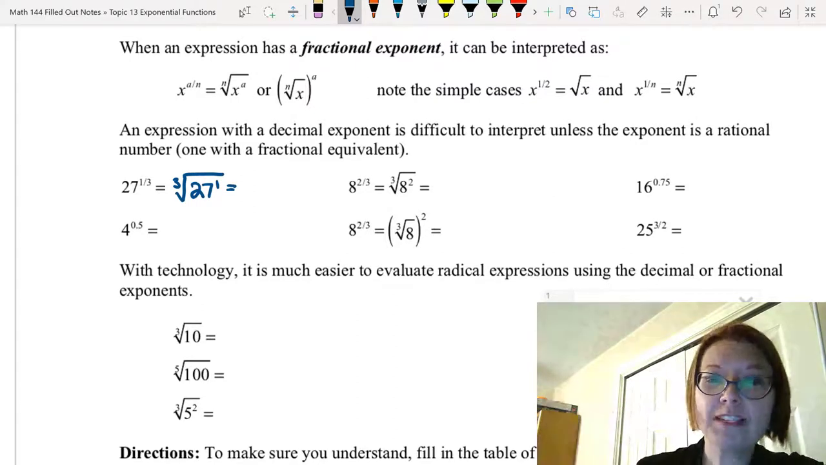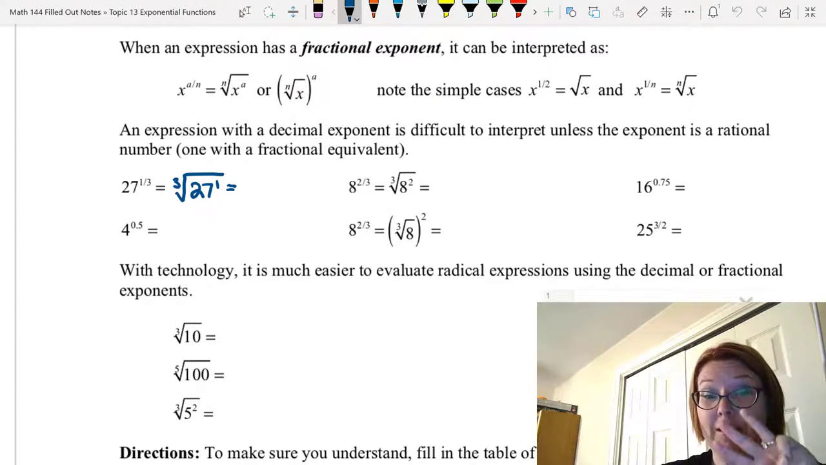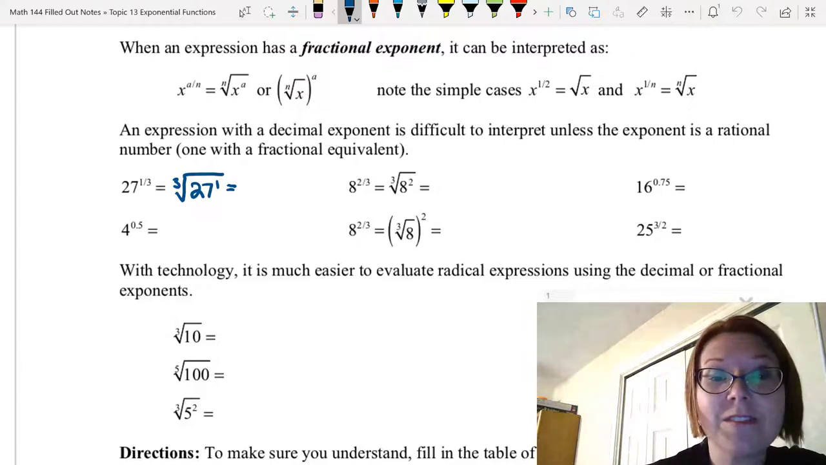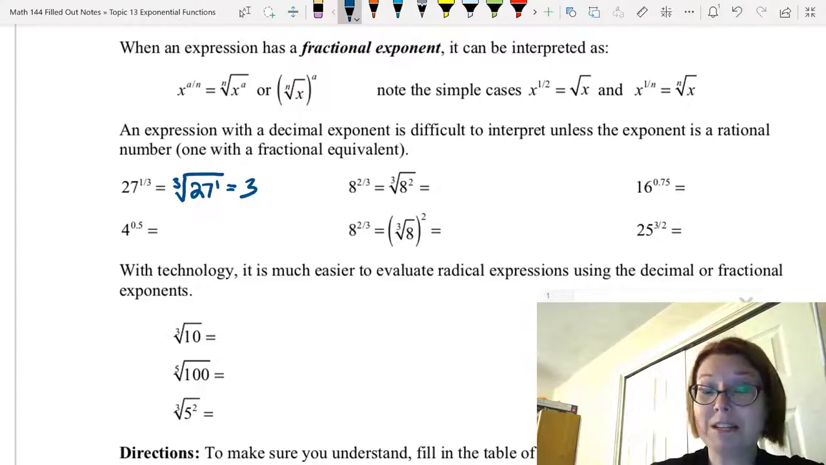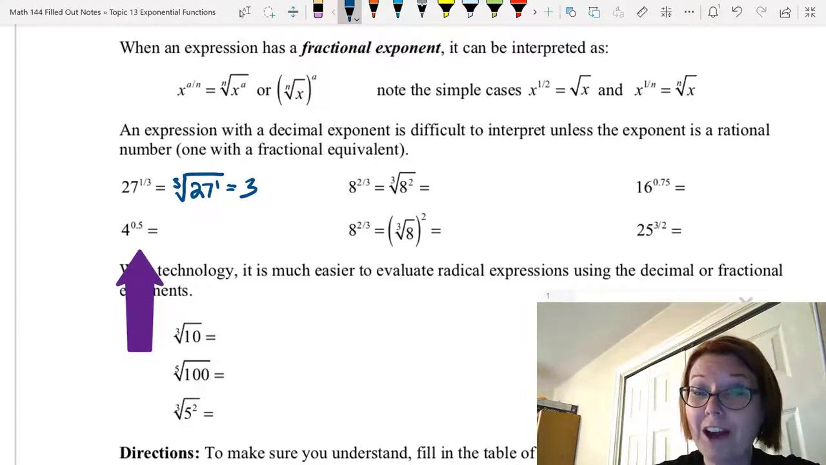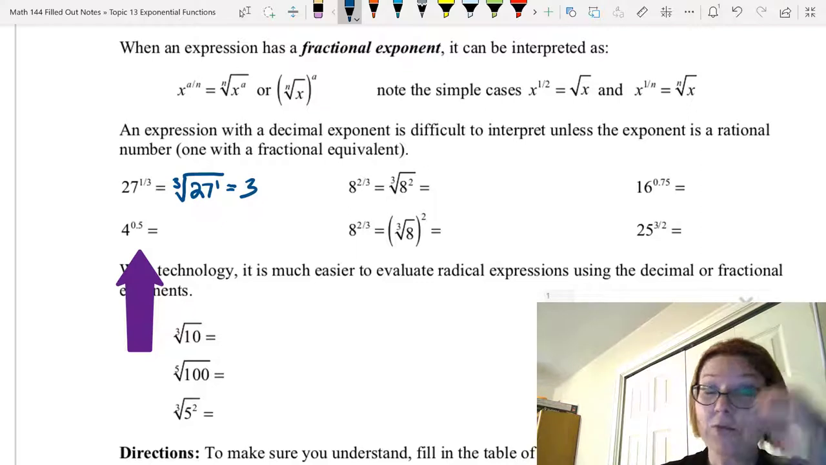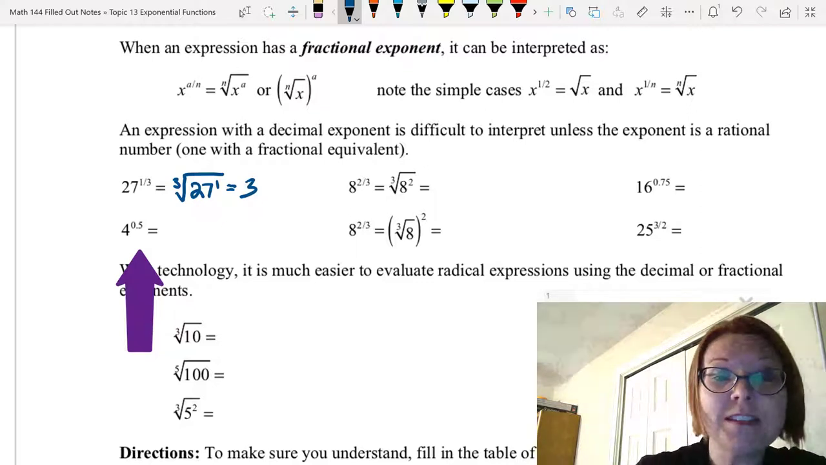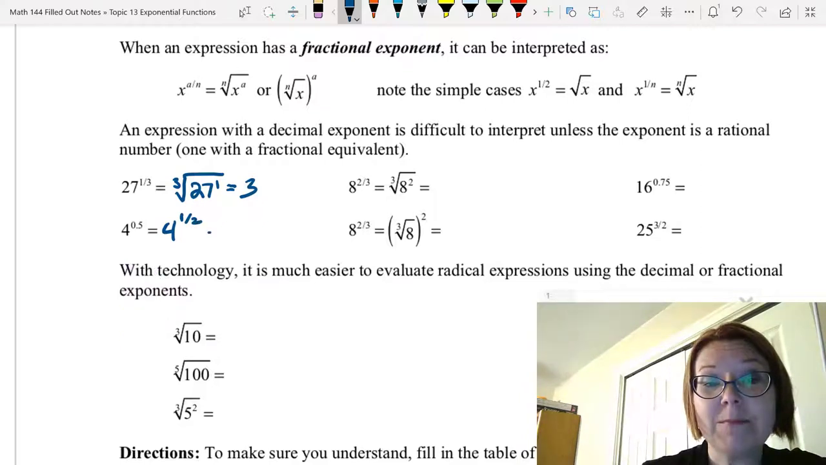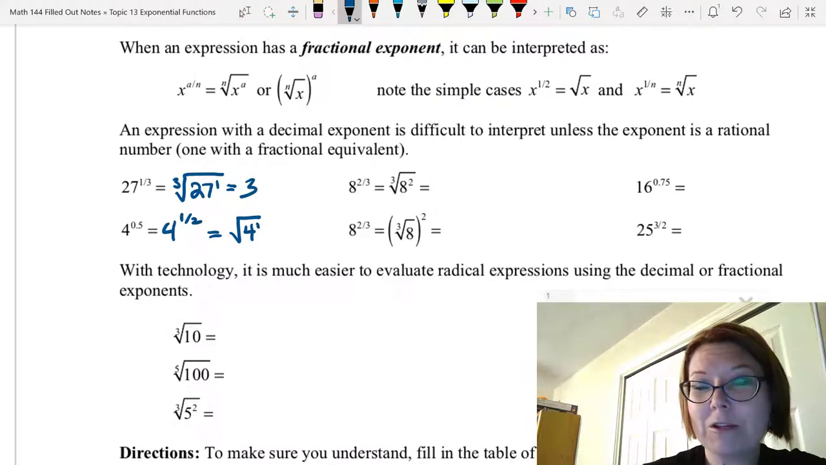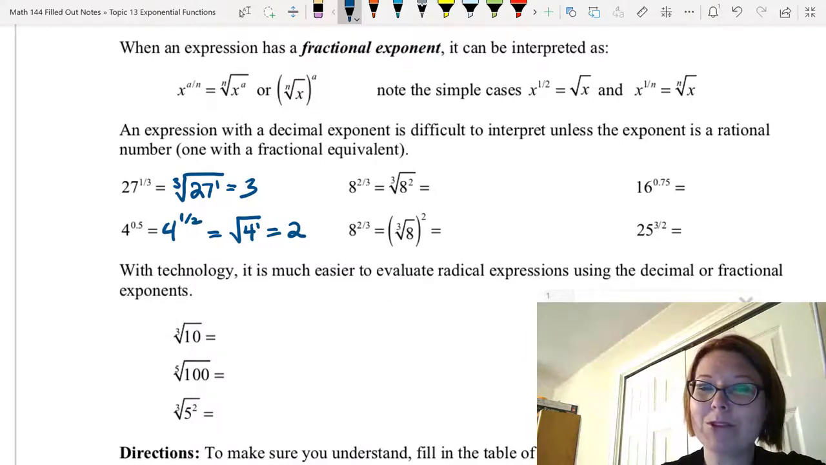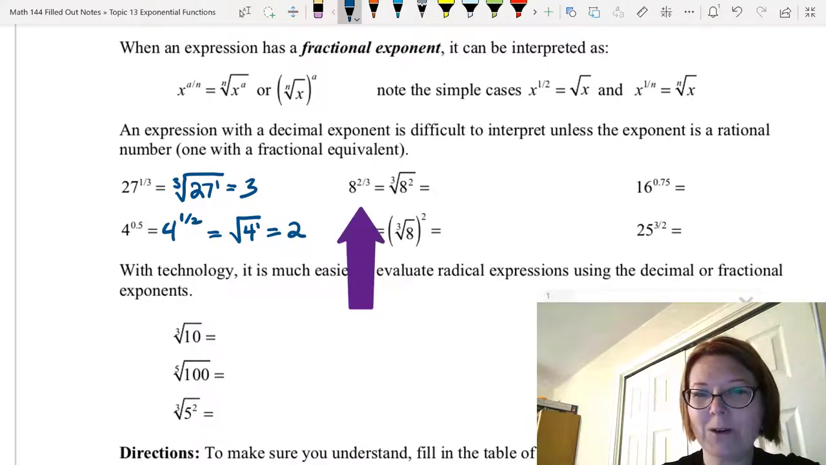And the cube root of 27 is asking what number, when multiplied 3 times, gives us 27. And the answer there is 3, because 3 times 3 is 9, times 3 is 27. Next, we have 4 to the 0.5 power. Now, luckily, we can write this decimal as a fraction. So this is the same thing as 4 to the 1/2 power. And that would simply be the square root of 4, or you could think of that as 4 to the first power. And we know that the square root of 4 is 2, because 2 times 2 is 4. Great, pretty easy so far.